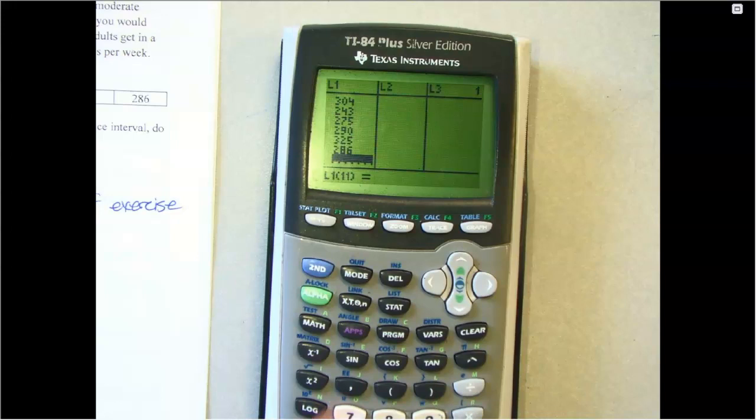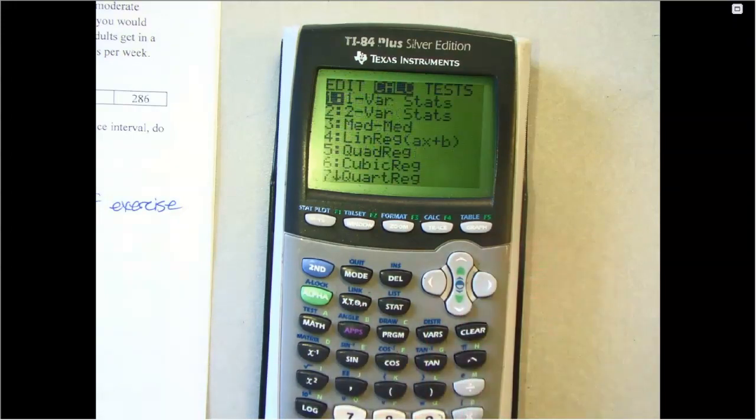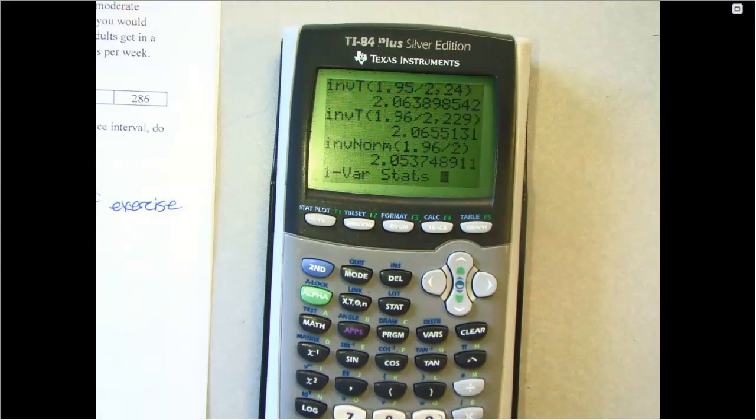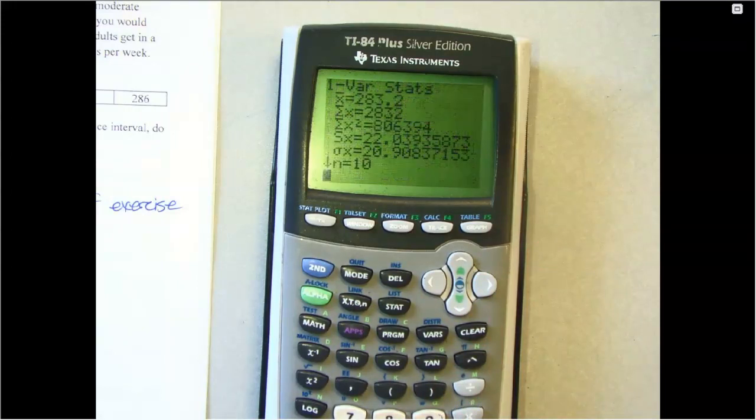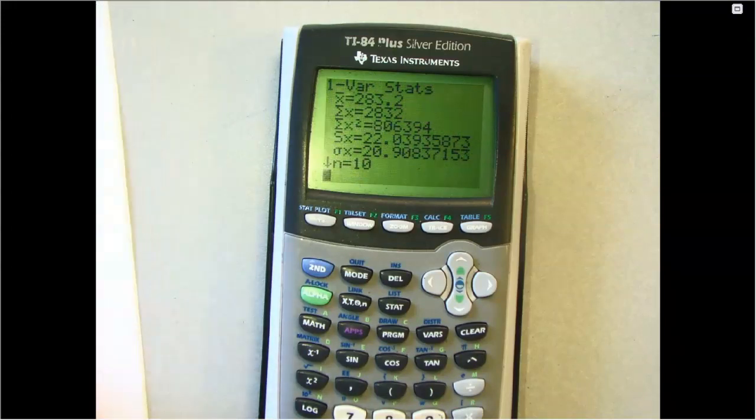So once you get that in, hit stat again. We want to calculate, so go to calc, the one variable stats. And it'll tell me that the mean is 23.2.